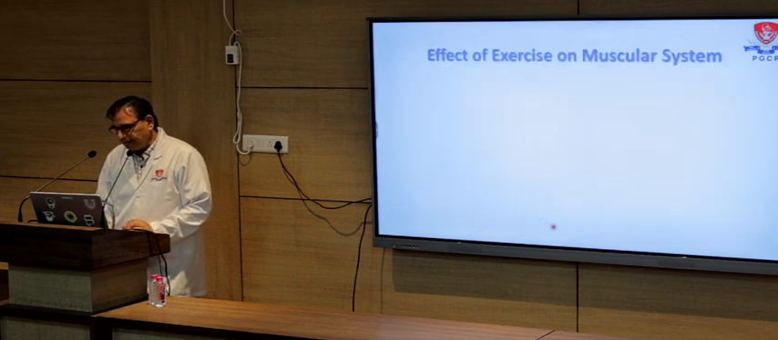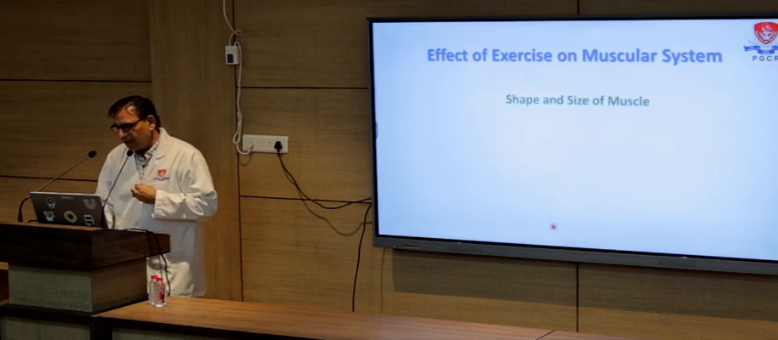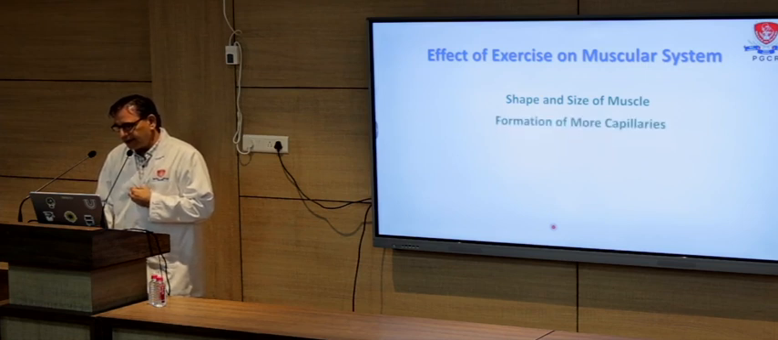The effect of exercise on the muscular system. Shape and size of the muscles. Regular exercise changes the shape and size of muscles, which improves muscular capacity. Formation of more capillaries. Exercise increases the number of capillaries, which helps faster blood circulation.